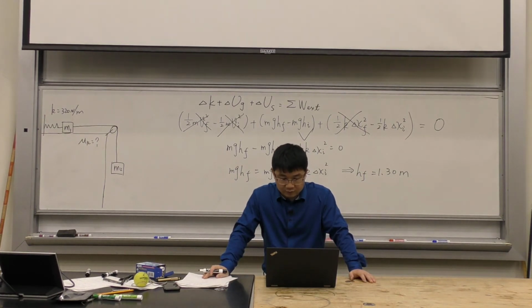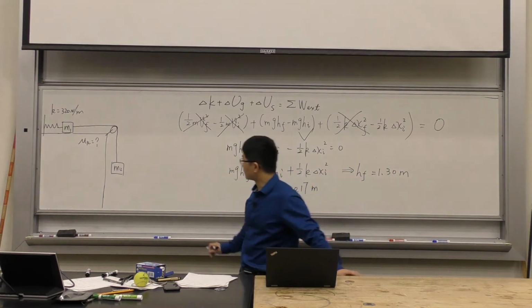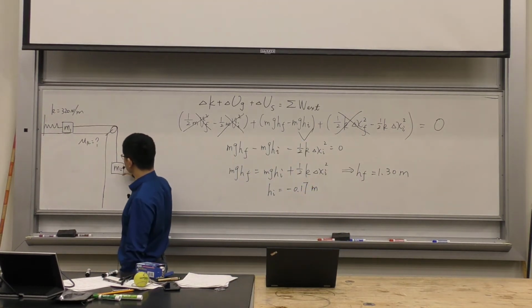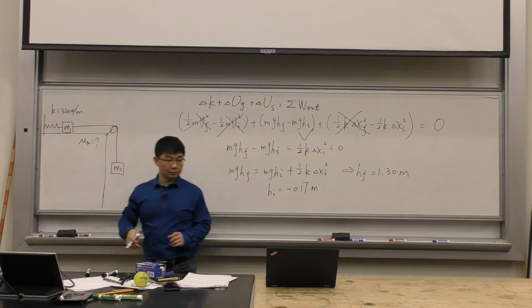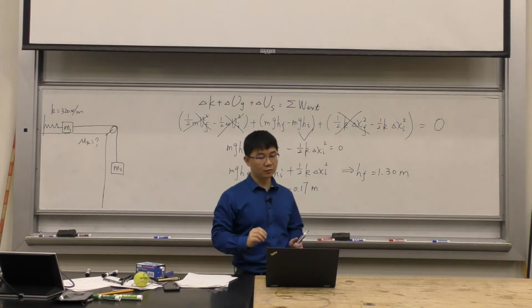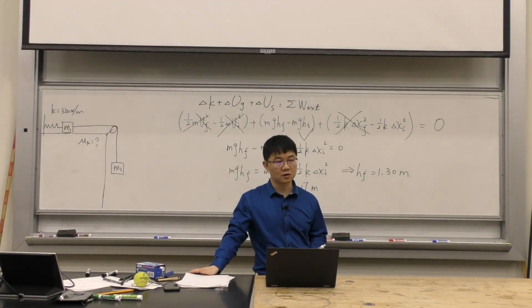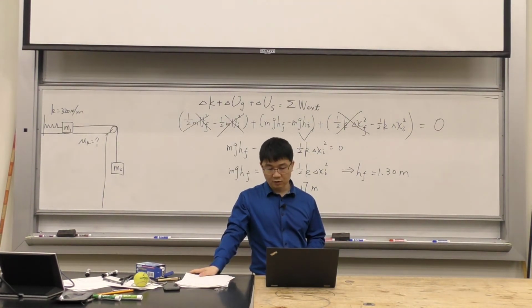So the problem says M2 is released from rest. If you release M2 from rest, it's going to start to fall. It's going to pull M1 to the right, so both of them are going to be moving. But the problem says it falls a distance of 0.3 meters before coming to a stop. What does that mean? How come M2 is going to come to a stop?